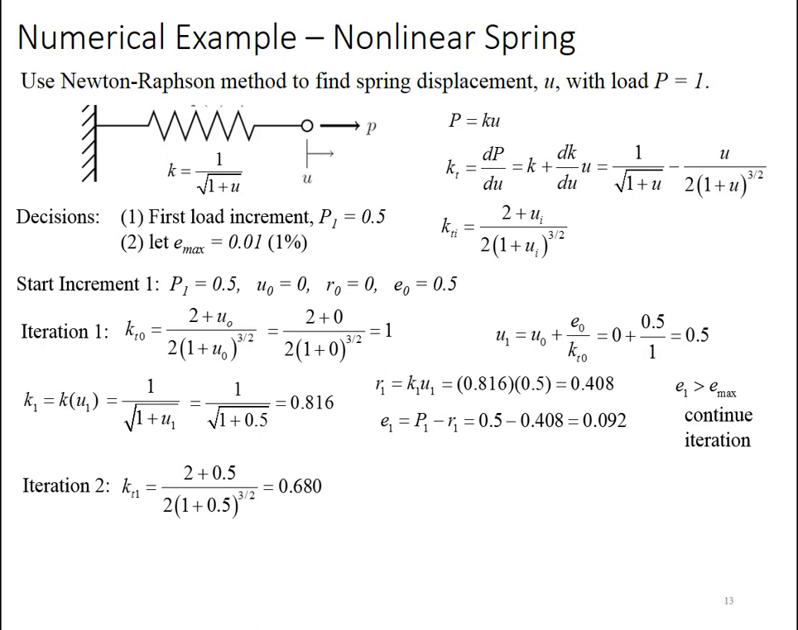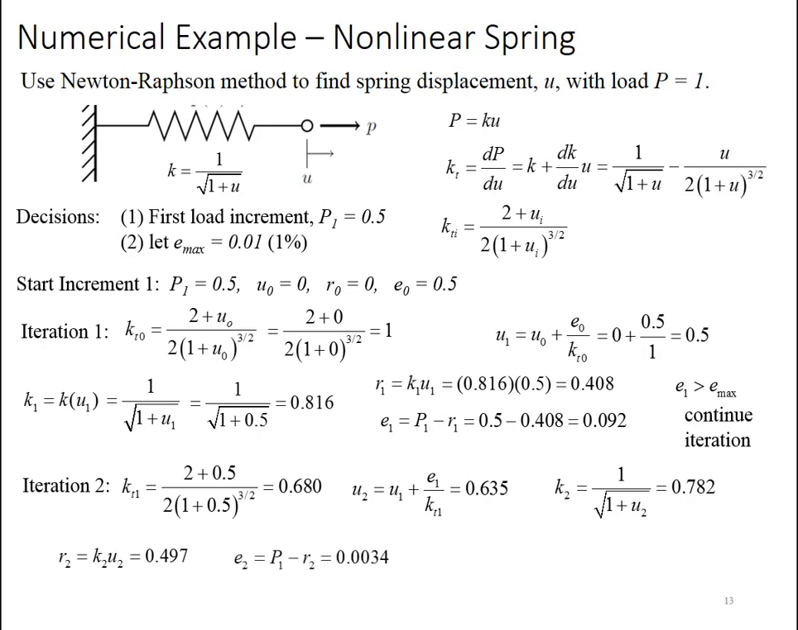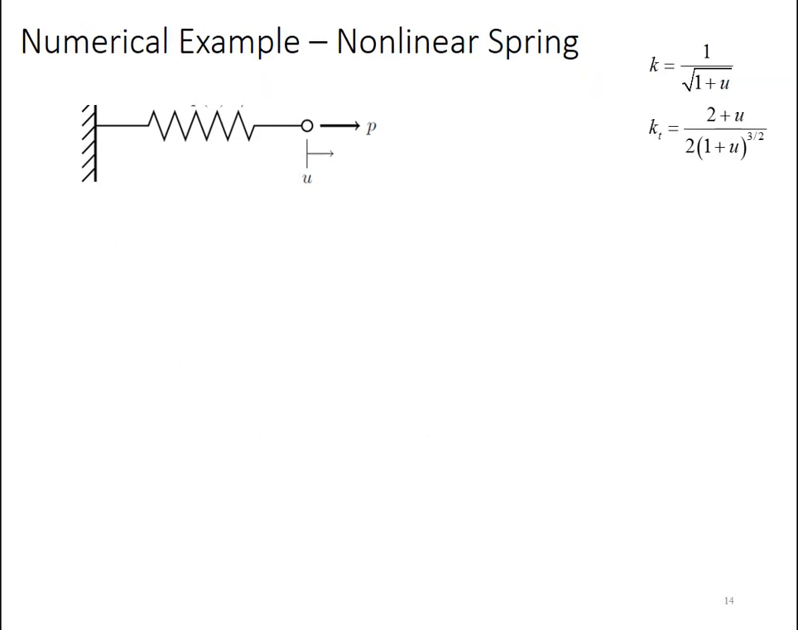Iteration 2, I need to get a new tangent stiffness of 0.68, a new displacement estimate of 0.635, a new secant stiffness of 0.782, a new reaction of 0.497, and a new error of 0.0034, which is going to be good enough. That is less than my max allowed, so load increment 1 is complete. Let's go on to load increment 2.